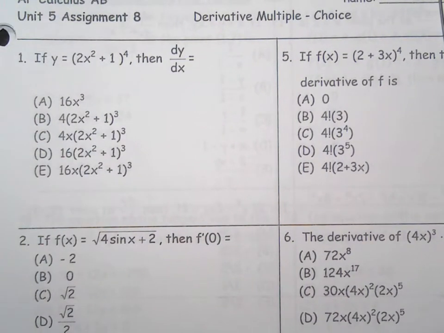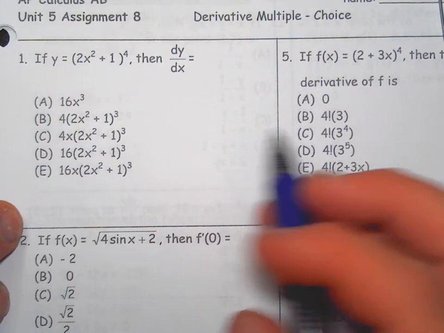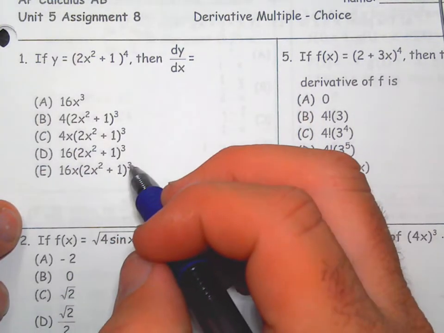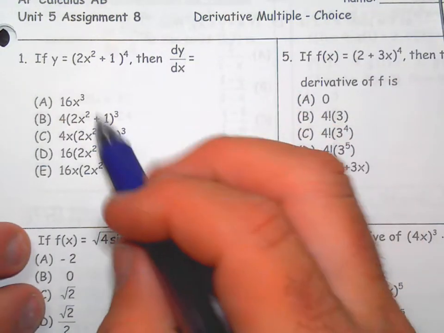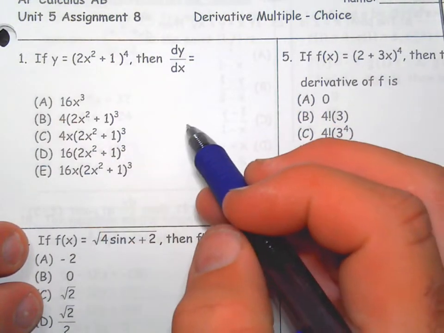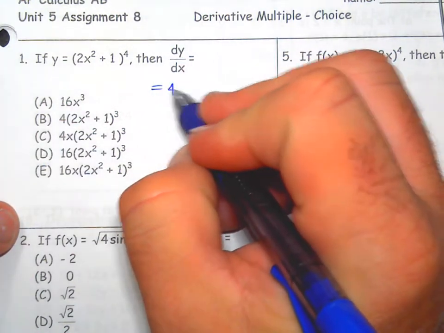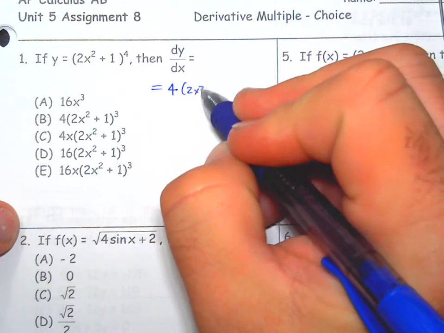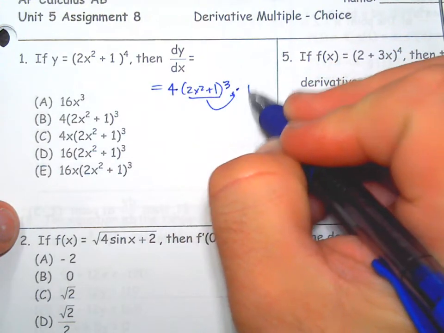Multiple choice sometimes requires more work than you would do otherwise, but at least multiple choice questions give you the answers. And sometimes looking at the answers before you even start might give you some good ideas of how to approach the problem. But just taking the derivative of this: 4 times (2x squared plus 1) to the third power times the derivative of what's inside. Don't forget the chain rule.